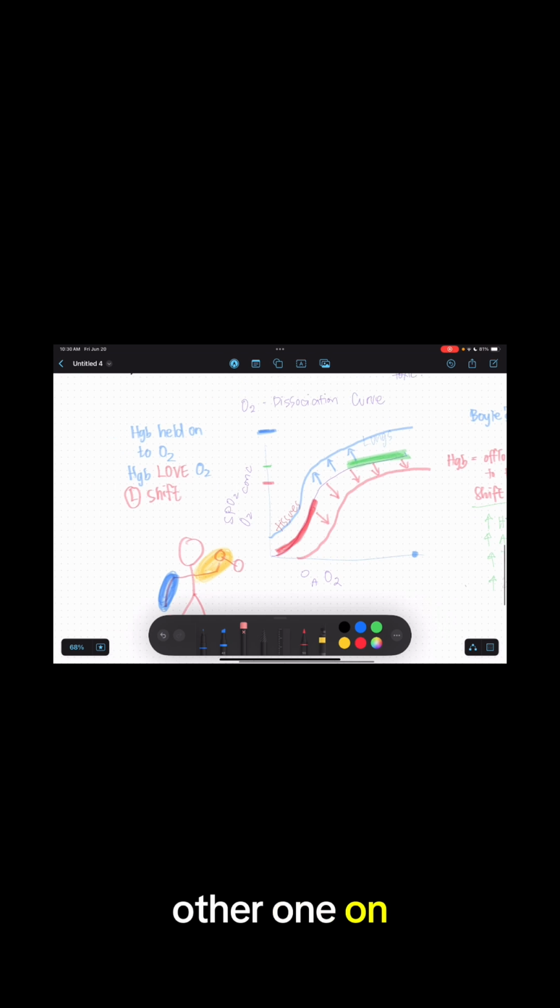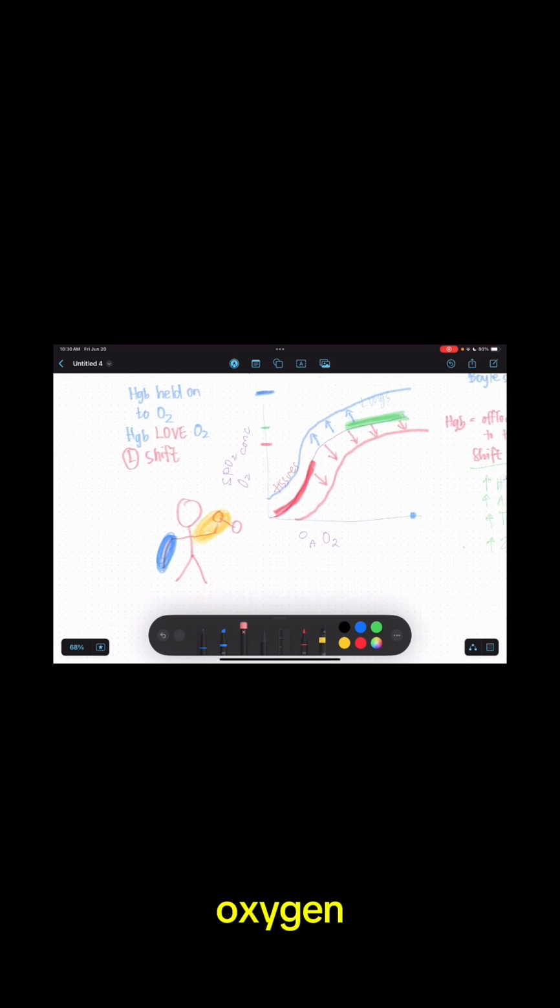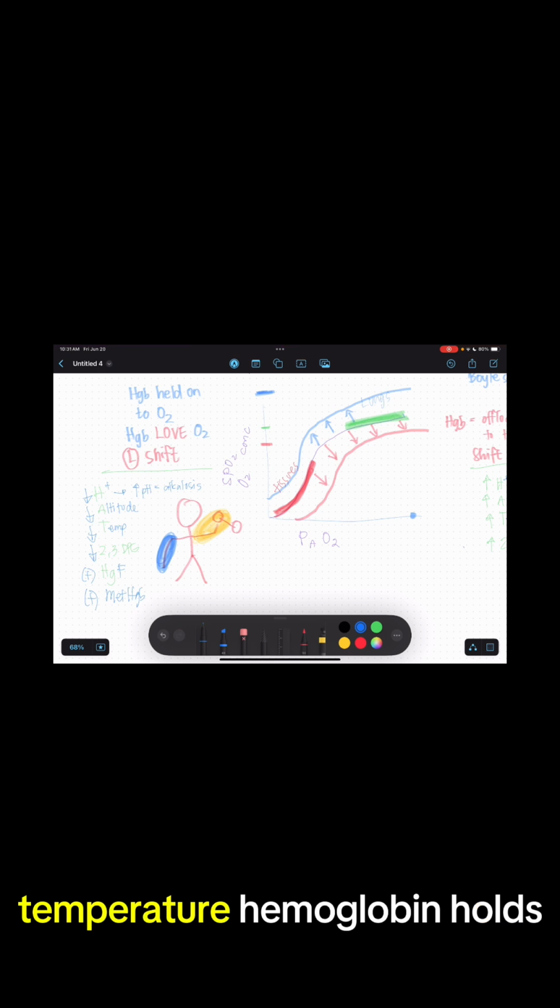On the flip side, for the hemoglobin holding on to oxygen, there is also a HAT mnemonic that I have for the causes: HAT, 2,3-DPG, also hemoglobin F, and methemoglobin. So these are going down, all of them are going down, and then the presence of hemoglobin F and presence of methemoglobin. So HAT is hydrogen ions, which is increasing pH, which is alkalosis. Then altitude: at low altitude, the hemoglobin holds on to oxygen, and at low temperature, hemoglobin holds on to oxygen.